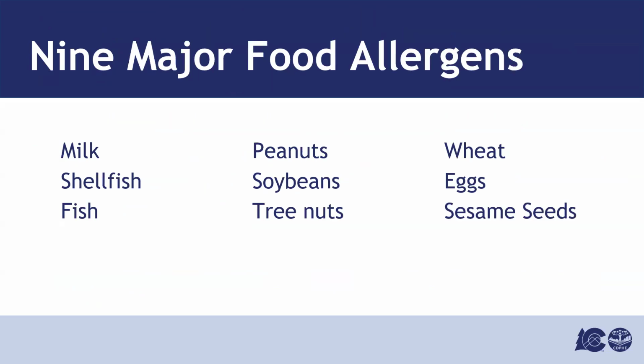A person can be allergic to any food, but there are some that are much more common than others. According to the U.S. Food and Drug Administration, milk, shellfish, fish, soy or soybeans, peanuts, tree nuts, eggs, wheat, and sesame seeds are the 9 most common allergens.